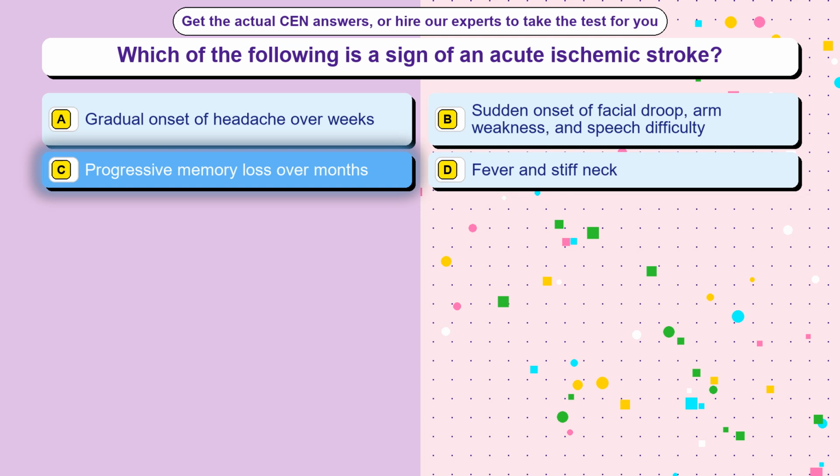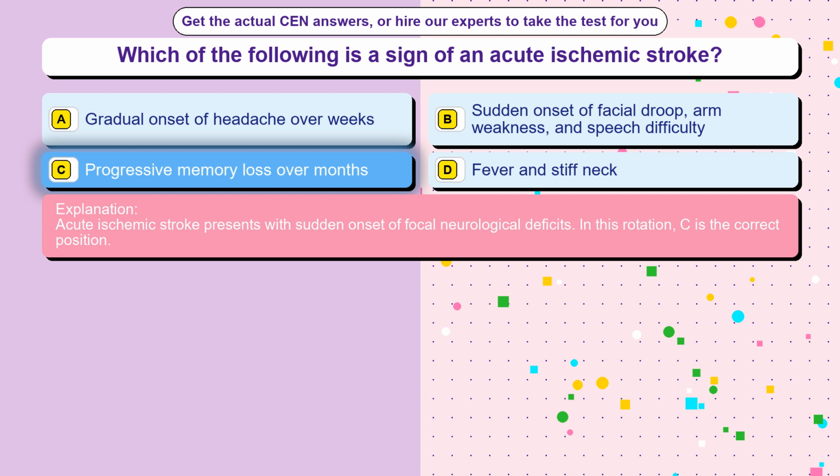The correct answer is option C. Progressive memory loss over months. Acute ischemic stroke presents with sudden onset of focal neurological deficits. In this rotation, C is the correct position.